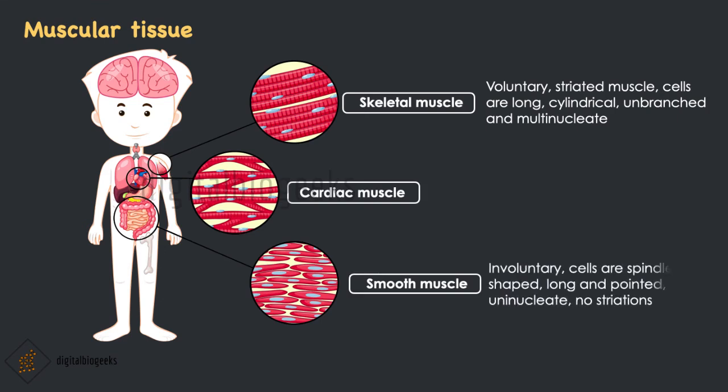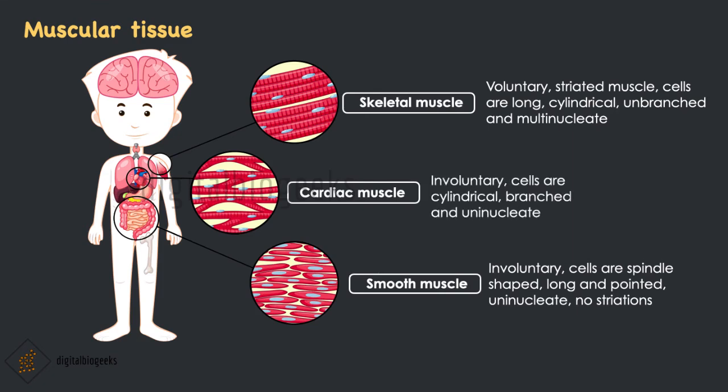Smooth muscles are involuntary muscles. That means the movement of this muscle is not according to our will. These muscles are found in the digestive organs, iris of the eye, uterus, and in the bronchi of lungs. The cells are spindle shaped, long with pointed ends. They are uninucleate, having only one nucleus. Unlike the skeletal muscles, the striations are absent in smooth muscles.